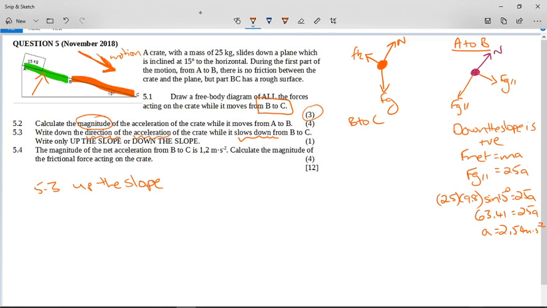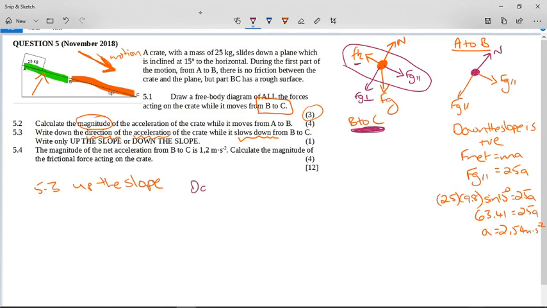Now they've put this here to help you with the next part of the question, to make you think about what is happening here. It says the magnitude of the net acceleration from B to C is 1,2 meters per second. Calculate the magnitude of the frictional force acting on the crate. So let's go back to our original force diagram, because we can't do anything without a force diagram. If we look at this B to C force diagram, this is the situation where we are calculating the friction, because here's this force that we want to calculate. So the first thing we have to do is make our forces in a straight line. So down the slope I'm going to have FG parallel, and perpendicular to the slope I'm going to have FG perpendicular. At this moment we are only interested in these two forces which are parallel to the slope.